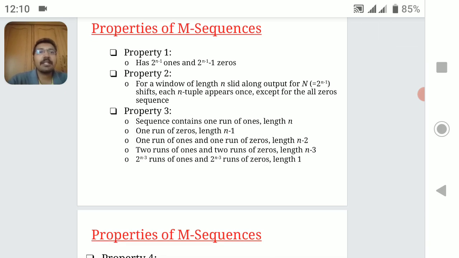The third property is called the run property. In this, the sequence contains one run of ones of length n, one run of zeros of length n-1, one run of ones and one run of zeros of length n-2, two runs of ones and two runs of zeros of length n-3, and 2^(n-3) runs of ones and 2^(n-3) runs of zeros of length 1. If these properties are satisfied, then the run property is also checked successfully.